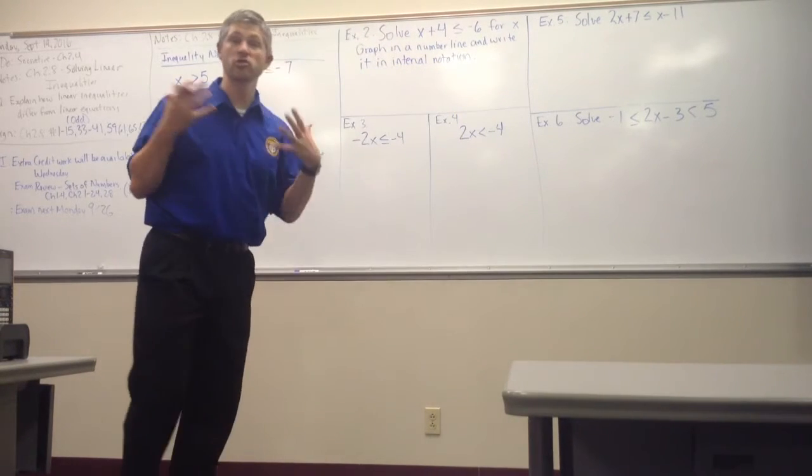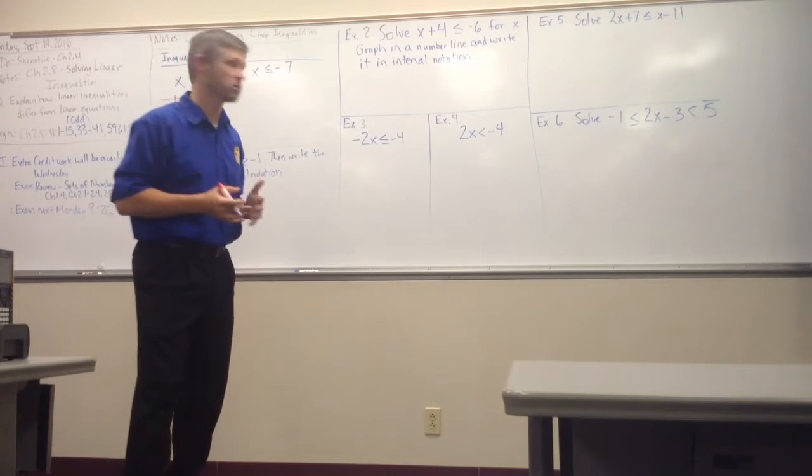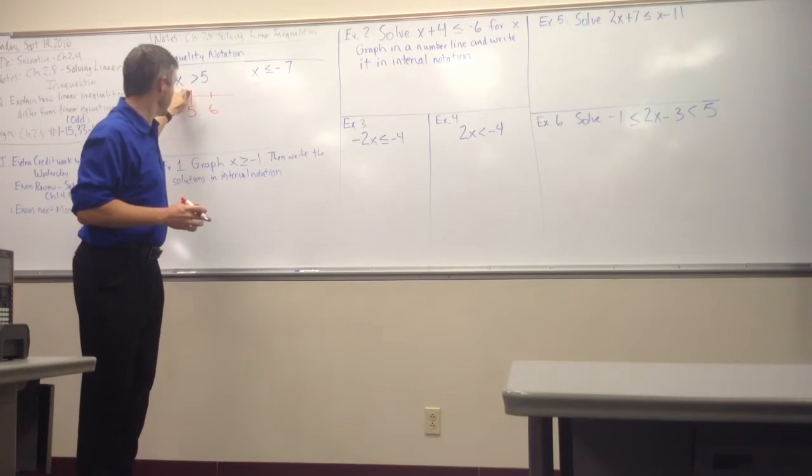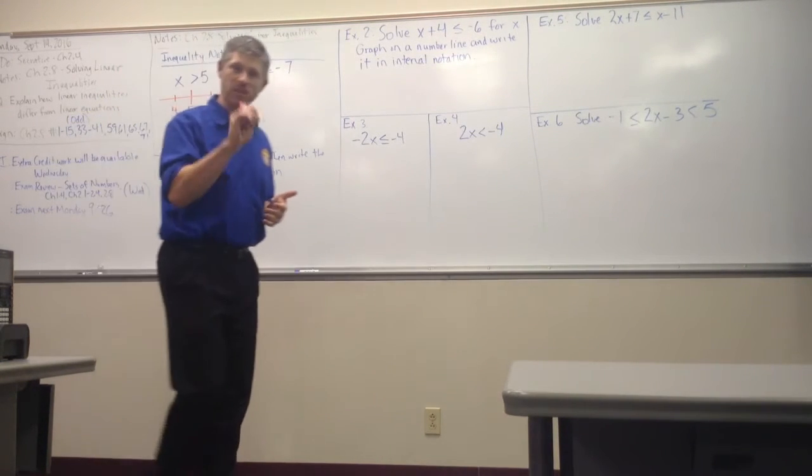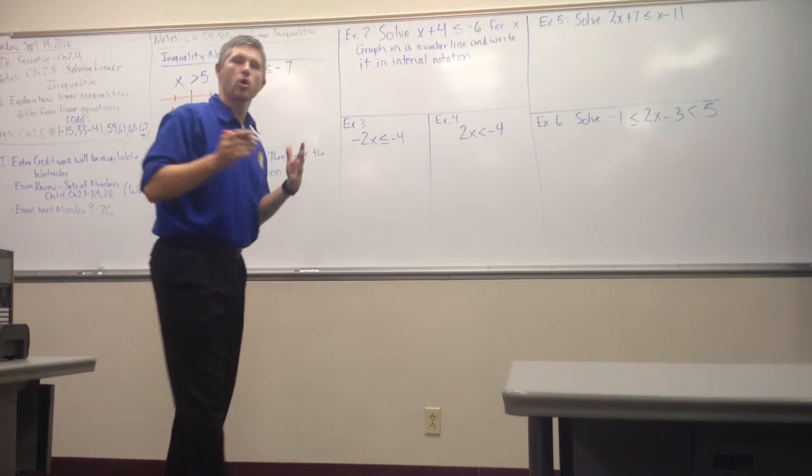Your job is to essentially graph that set of numbers. There's not one solution to this. There are lots of numbers that are greater than 5, so you're graphing lots of numbers. But instead of putting a point for every single one of those numbers on a number line, we just draw a line.